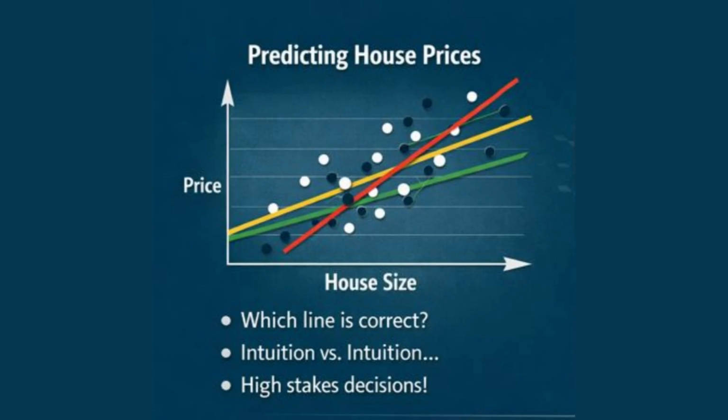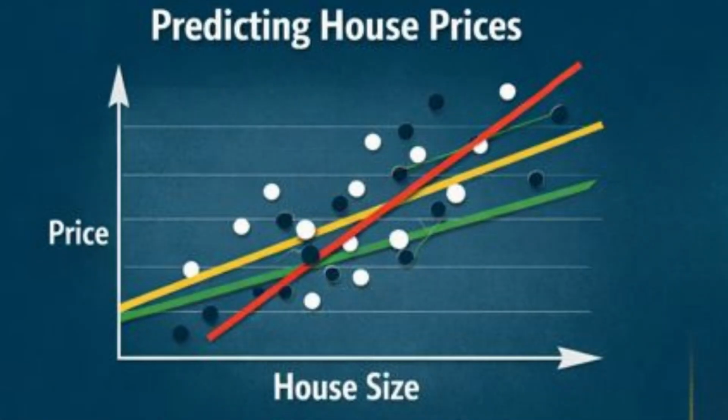Imagine you're trying to predict house prices based on size. You look at some past data and think, bigger houses cost more. So you draw a line through the points. But here's the problem. Someone else draws a different line, and someone else draws another. All of them look reasonable. So which one is correct?